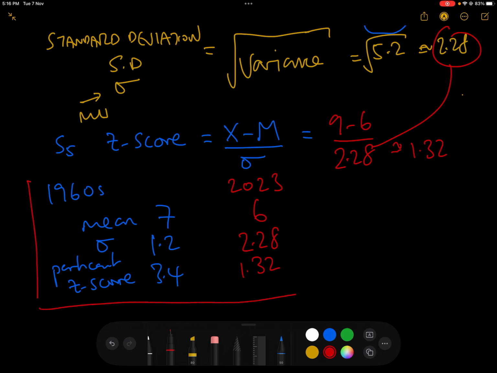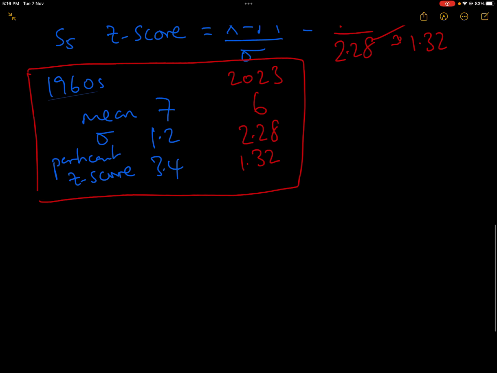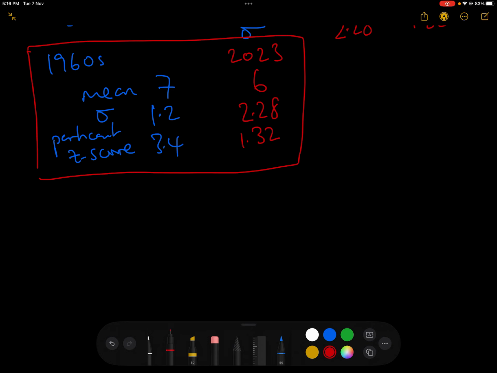We can now directly compare the 1960s experiment to the 2023 experiment because we've got rid of the raw data and put it into statistical terms. We could even draw a graph. Why not do that? Let's draw a graph, and let's put the 1960s results in blue. Here's the mean, 7.